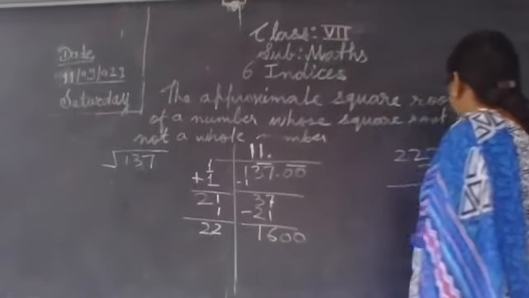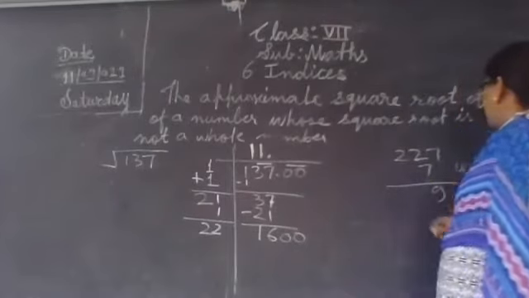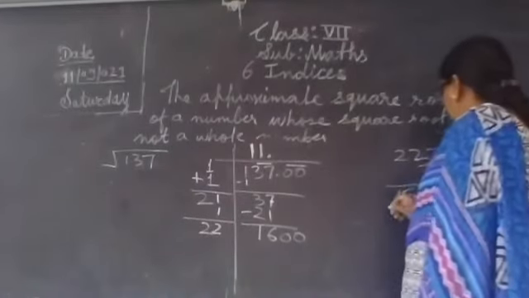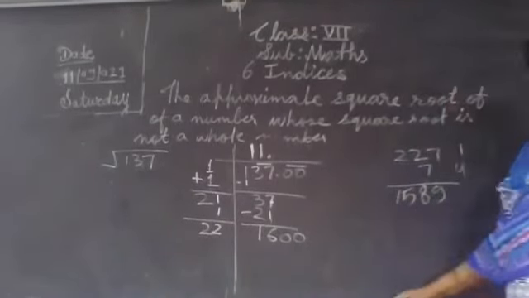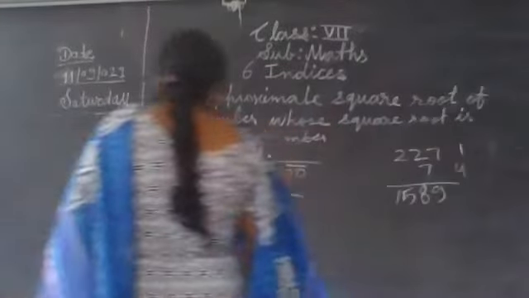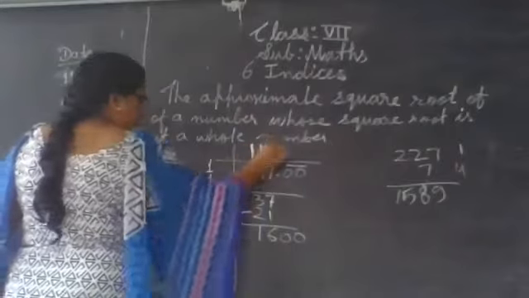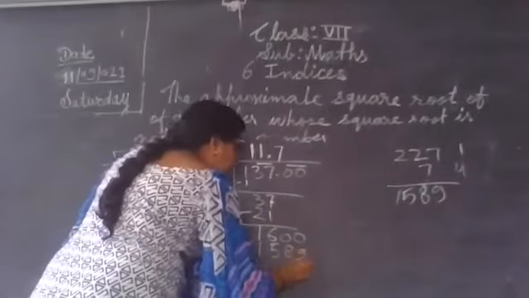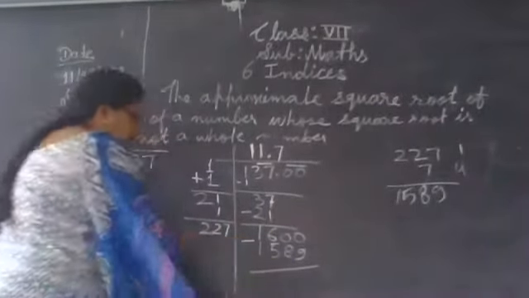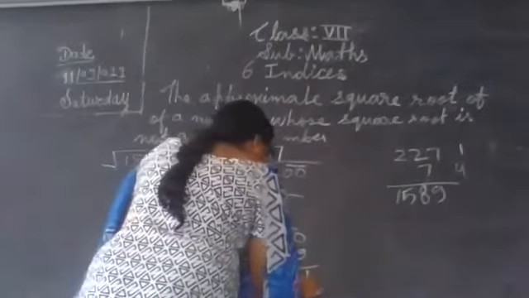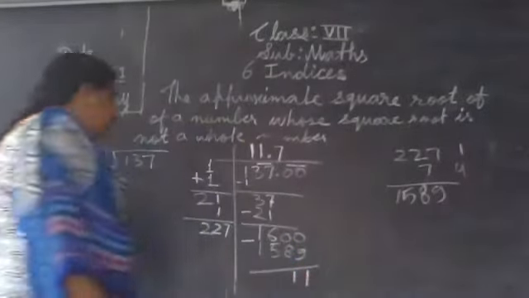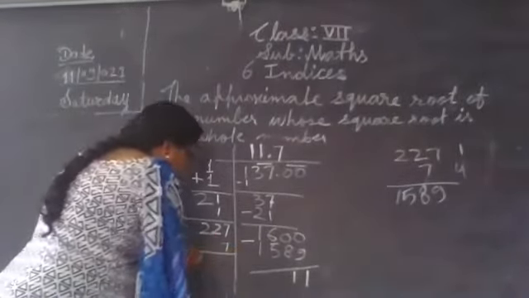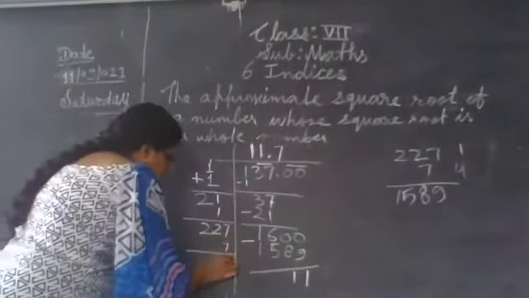Okay, let's try 7. 7 times 7 gives 1589, which is very close to this. So here I write 7. 7 7s are 1589. Subtract. And now add the same number here, 7 plus 7.